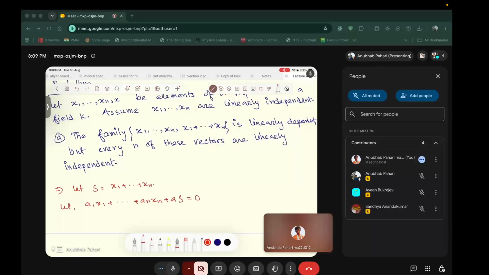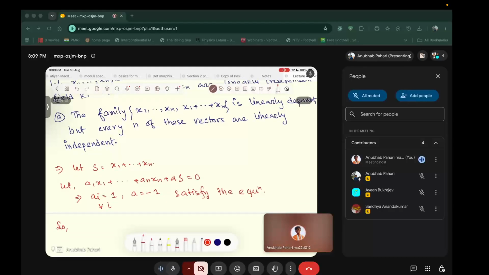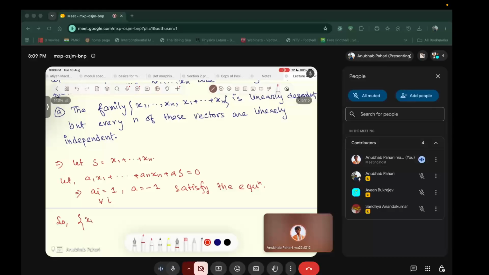But you can see that you can take ai equals i and a equals -1, and you would see that this satisfies the equation. So this set has a linear combination where the coefficients are non-zero. So therefore x1 up to xn, s is linearly dependent.